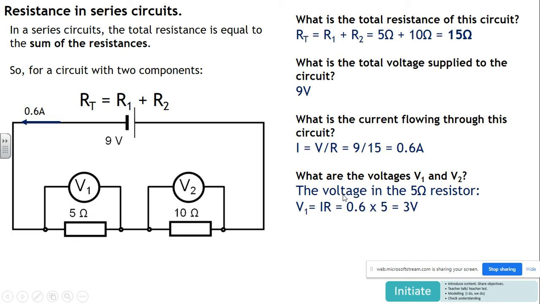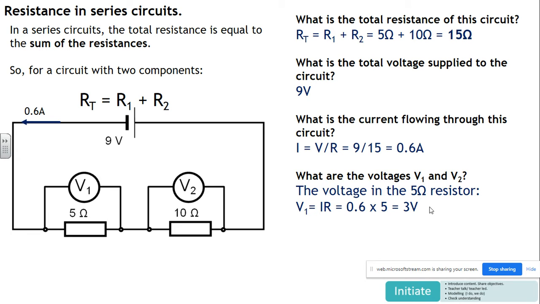Let's have a look. If we look at the 5 ohm resistor, we know the current flowing through it is 0.6 amps. We know the resistance is 5 ohms, and so here we've just used the formula. You see that? And that's 3 volts.